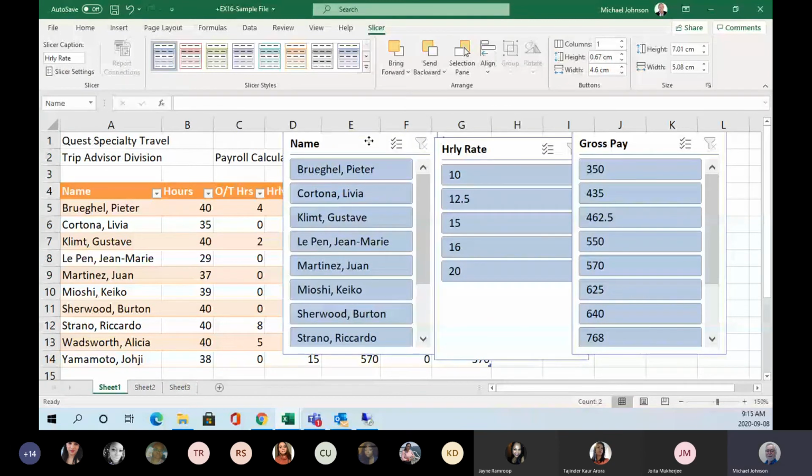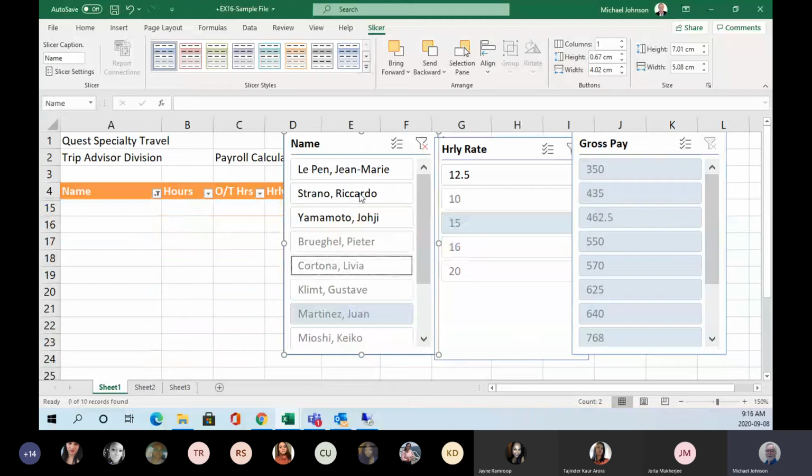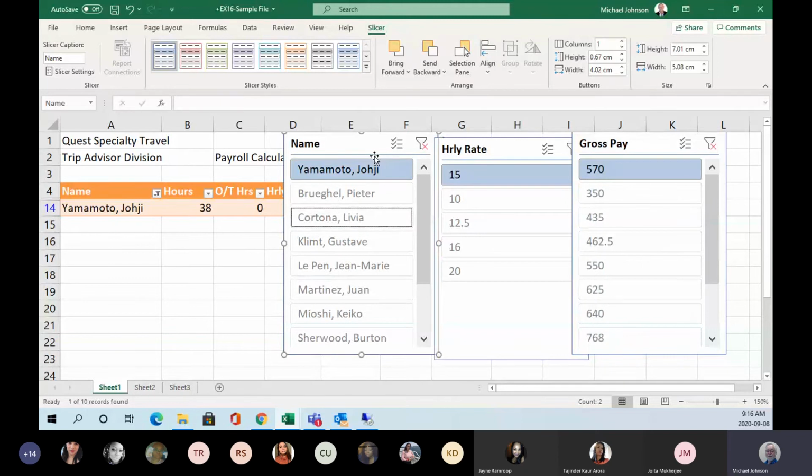Now I don't have a chart, but if I had a chart, I could then decide which particular client I want to see. Okay, and you notice it changes as I click on them. I want to see the information here. There is nothing for this particular client. So this one is highlighted. So obviously his hourly rate is $15. And it also tells me that his pay is going to be $570.